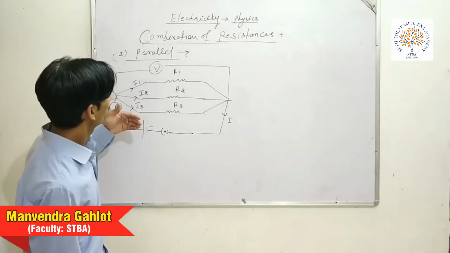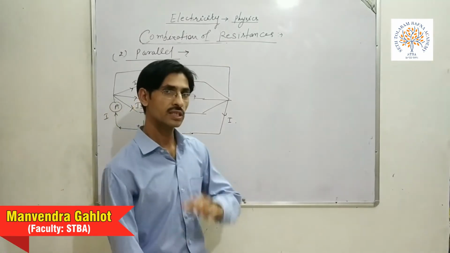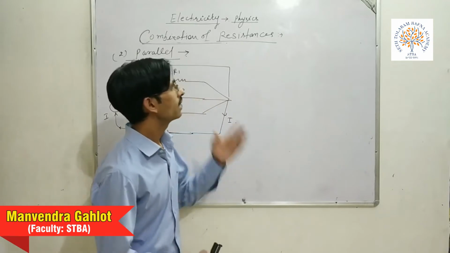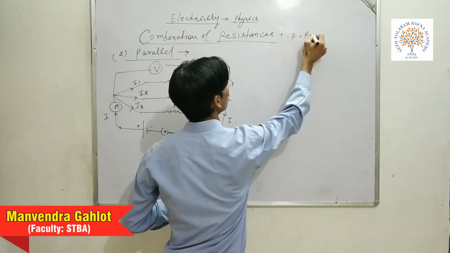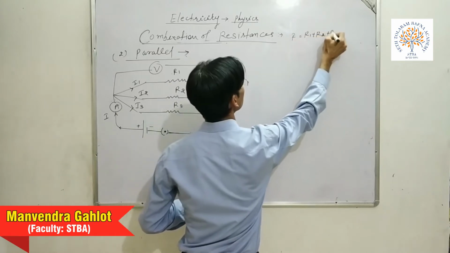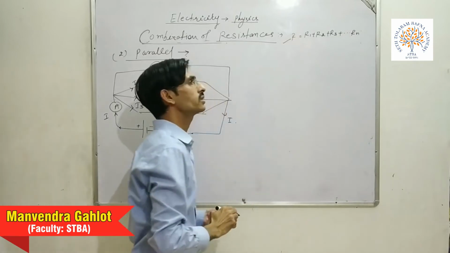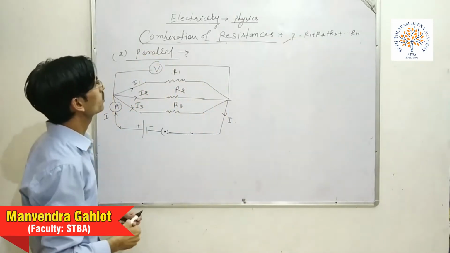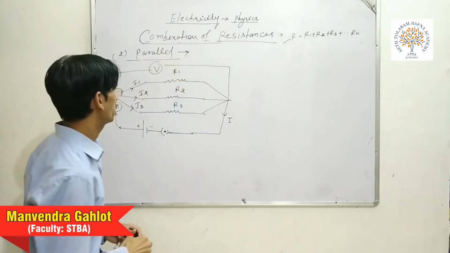Students, here you can see the diagram of parallel combination. First we completed the series combination and the result was R equals R1 plus R2 plus R3 up to Rn. So this was the result of series combination.